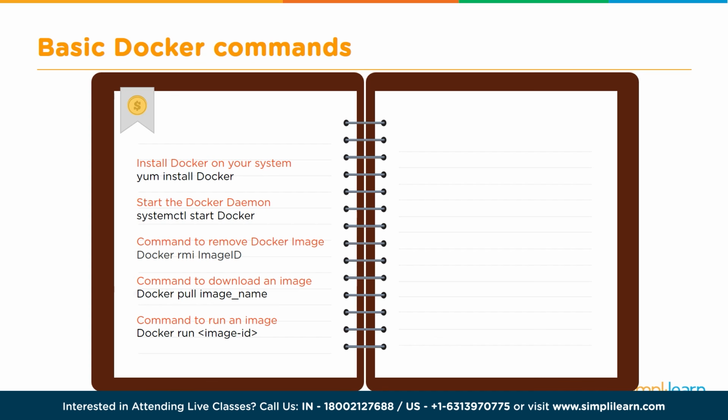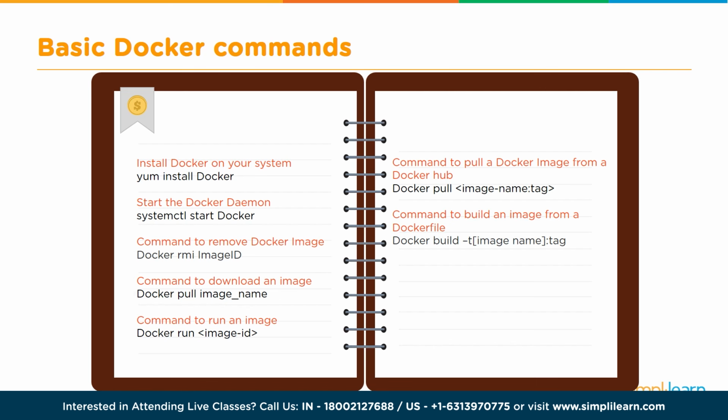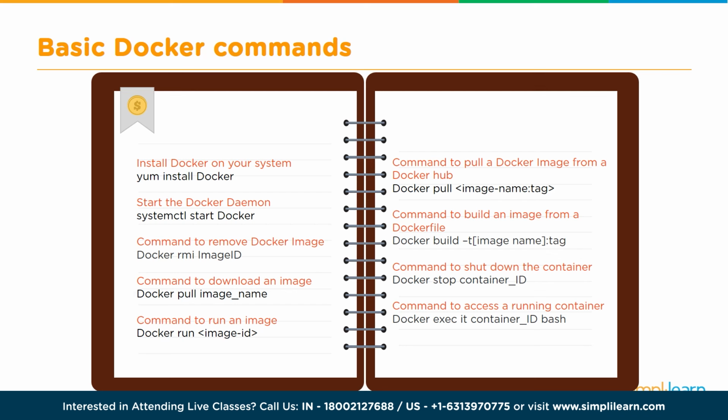The command line to run an image is docker run and then the image ID. If we wanted to pull specifically from Docker Hub, then we would have docker pull and then the image name and colon its tag. To build an image from a Dockerfile, you would do docker build -t and then the image name and colon tag. To shut down the container, you would do docker stop container ID. The command for accessing a running container is docker exec -it container ID bash.